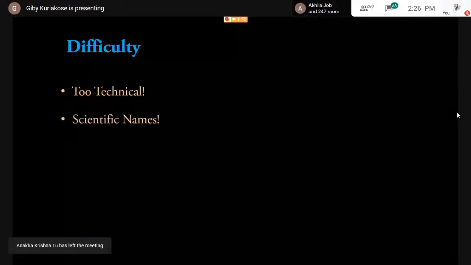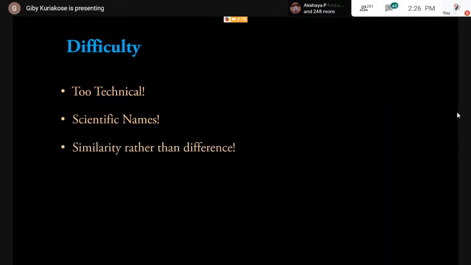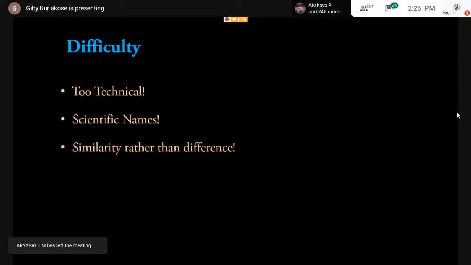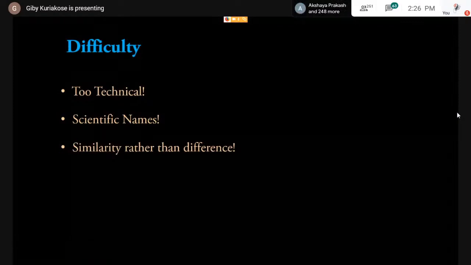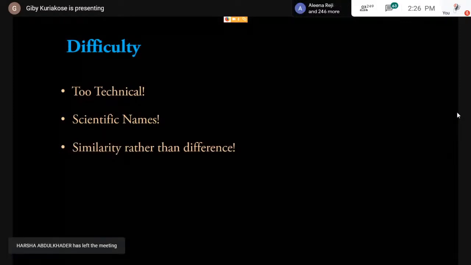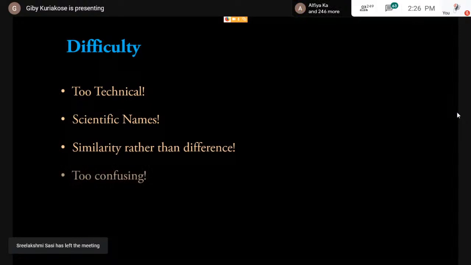And the scientific names, it's very difficult to remember and even to pronounce some of the names. Then, if the dissimilarity is higher, so that we can easily distinguish two related things, then it is okay. But even if you go through keys, or even if you get closely associated taxa, you can see more similarities rather than differences or dissimilarities. That is another difficulty. Then several characters are too confusing.